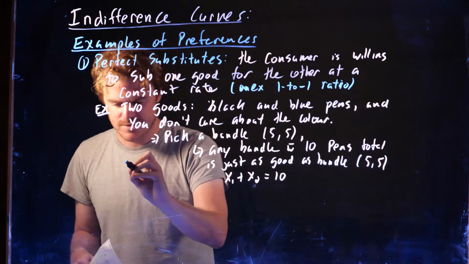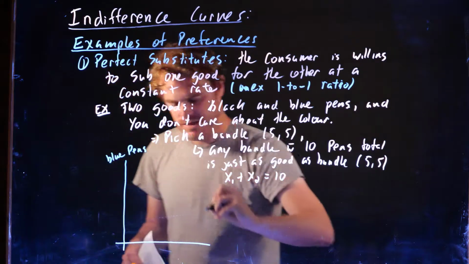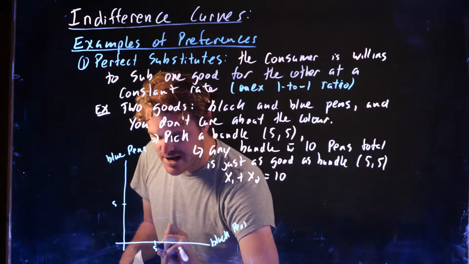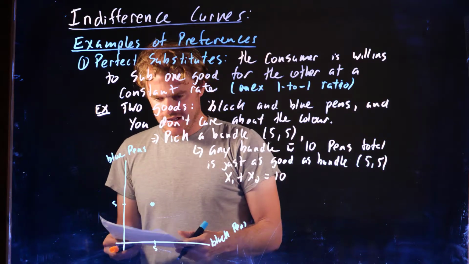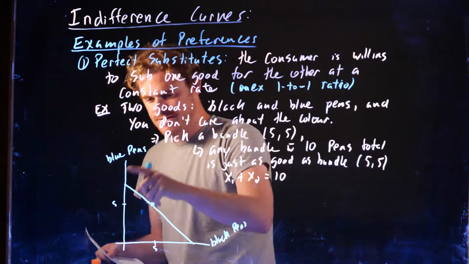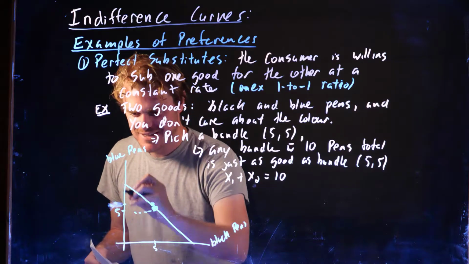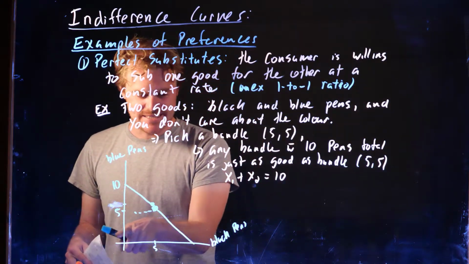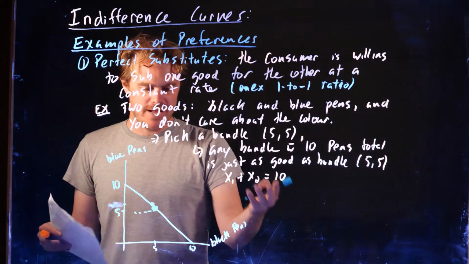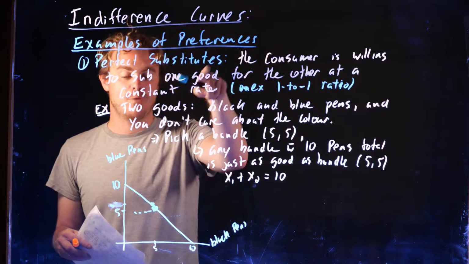Right, so if we wanted to draw this, let's say these are our blue pens, and these are black pens, and let's say this is 5 and 5, wherever this is our bundle. As long as it adds up to 10, we don't care. We're indifferent towards any bundle. My slopes are pretty bad here. This is 5-5. We could have 10 blue pens and 0 black pens, and we're just as happy as 5 of each. Or we could have 10 black pens and 0 blue pens, and we're just as happy as 5 of each. So we have these straight line indifference curves when we have perfect substitutes.